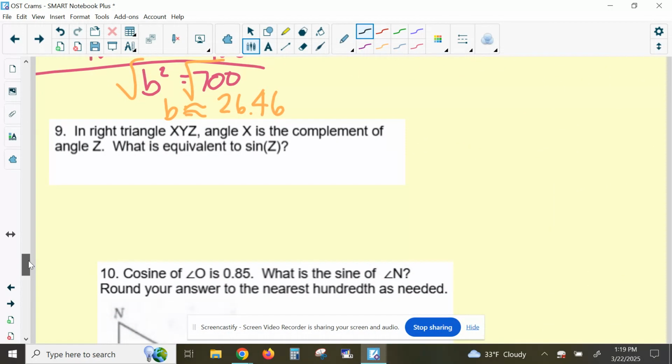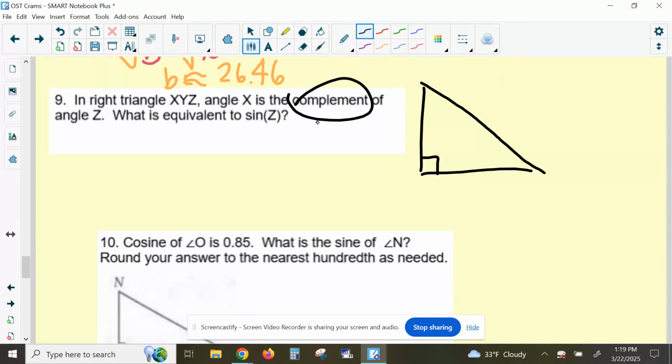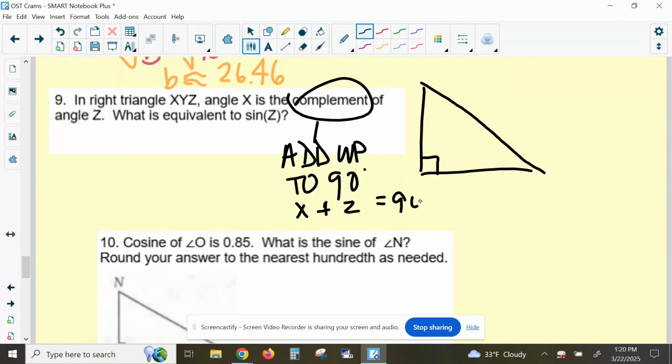Number 9. In a right triangle, XYZ, angle X is the complement of angle Z. What is equivalent to sine Z? Okay, so you have no picture, so this is a little bit confusing. But you do have a right triangle, so start by drawing a right triangle, any kind of right triangle. Now, you're not sure where these letters go, but it says angle X is the complement of Z. So what's a complement? That means adds up to 90 degrees. So X plus Z equals 90.